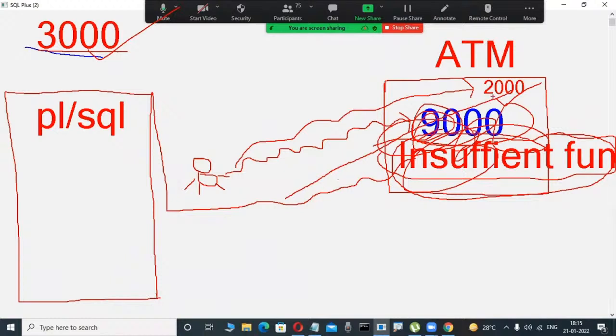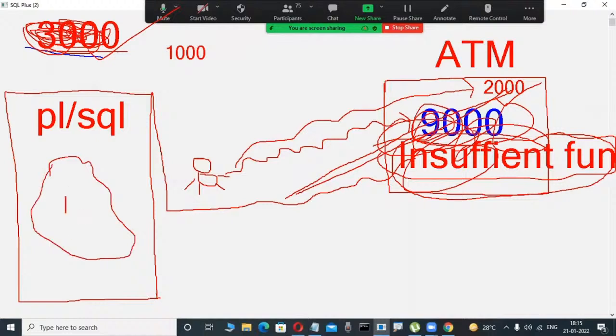Now, whenever we withdraw 2,000, what is the available balance? Here 3,000 minus 2,000, that is 1,000. That I want to affect in my database. Otherwise, if 2,000 is withdrawn and still 3,000 is available, the total banking system collapses. Those transactions are all written through coding. That's why PLSQL developers are required in a project.